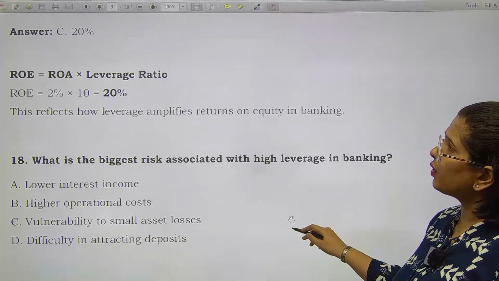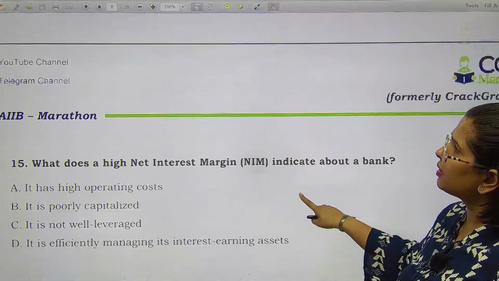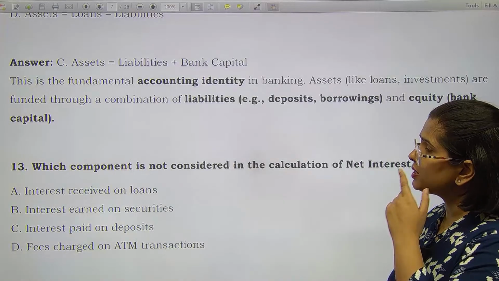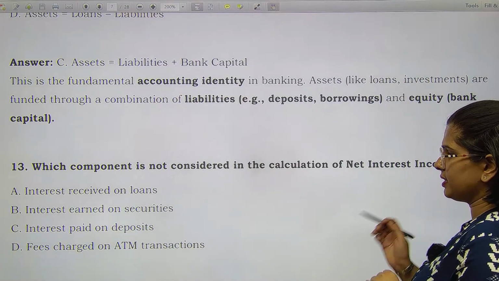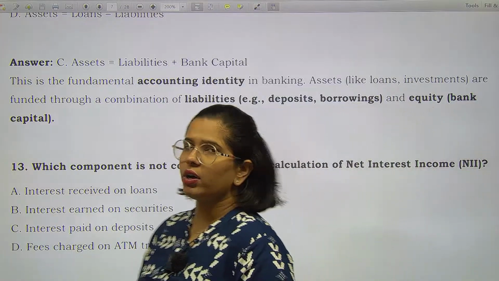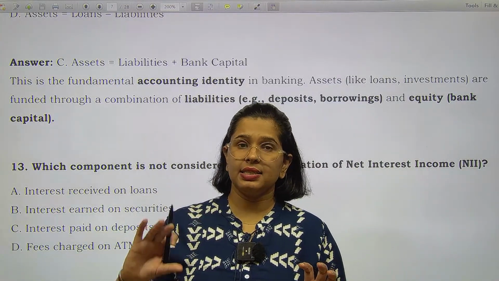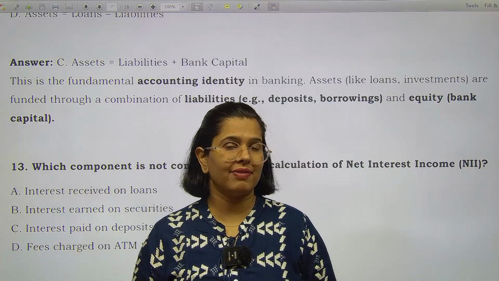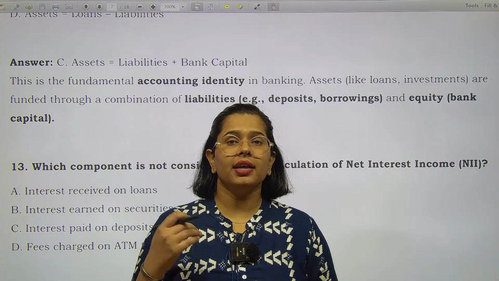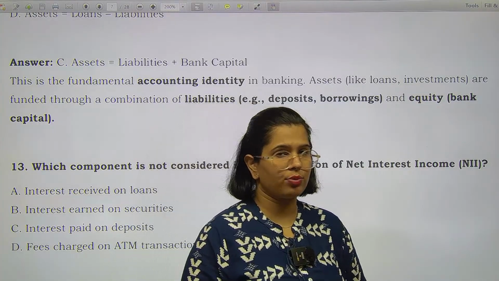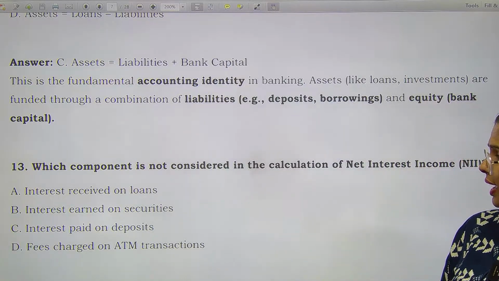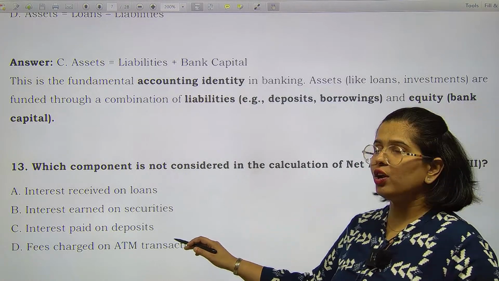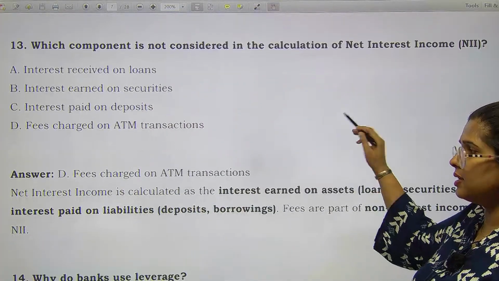Now next we have question number 13. Which component is not considered in the calculation of net interest income? See, net interest income is the interest that you have earned less the interest that you have spent, right? The interest you have received on loans and investments is added, and the interest that you have paid on deposits or borrowings has to be deducted from it. Now the fees charged on ATM transactions are non-interest income, okay? So that is why it will not be considered in net interest income.